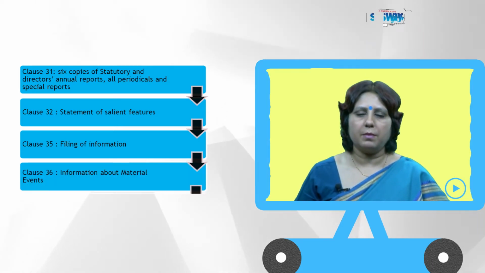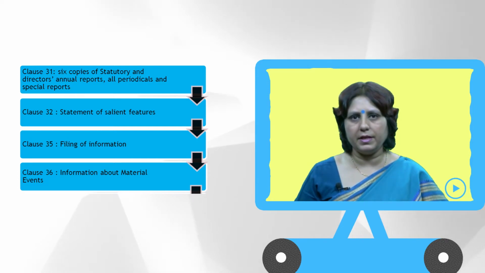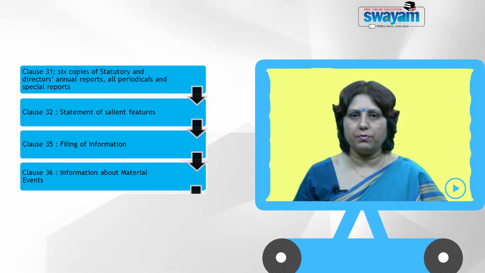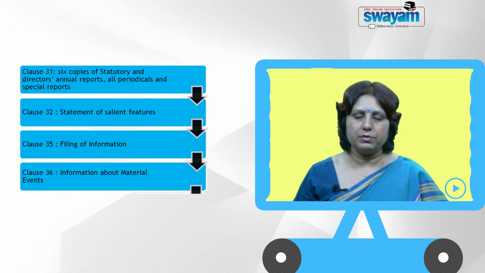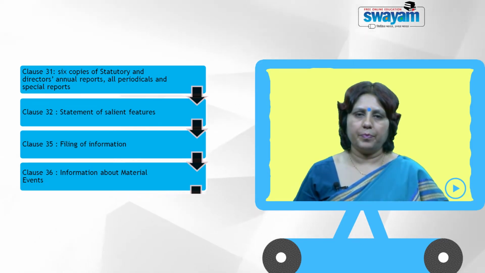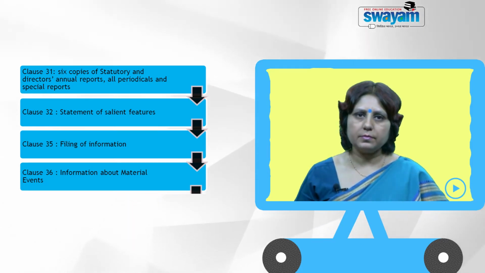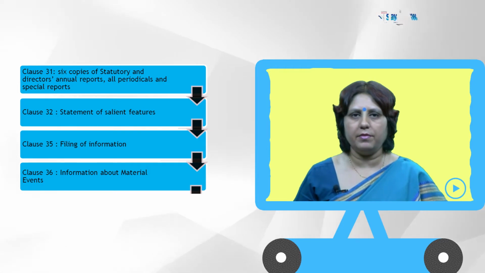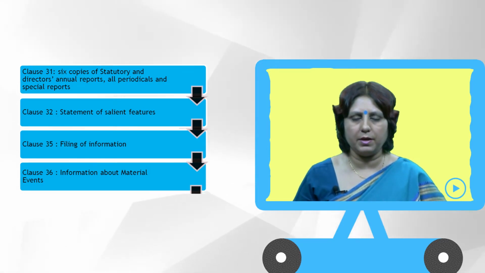Clause 36 is about information for material events which happen in the company's operations, like there may be strikes or lockouts, or there may be closure on account of power cuts. So any type of such closure, if it occurs, then the company has to inform the stock exchange, both at the time of the occurrence of this event and when this event comes to an end. This information has to be given.